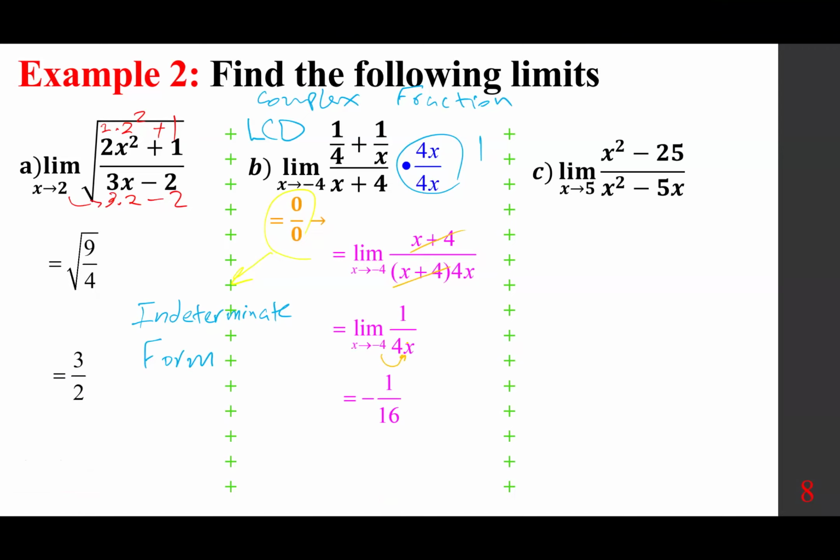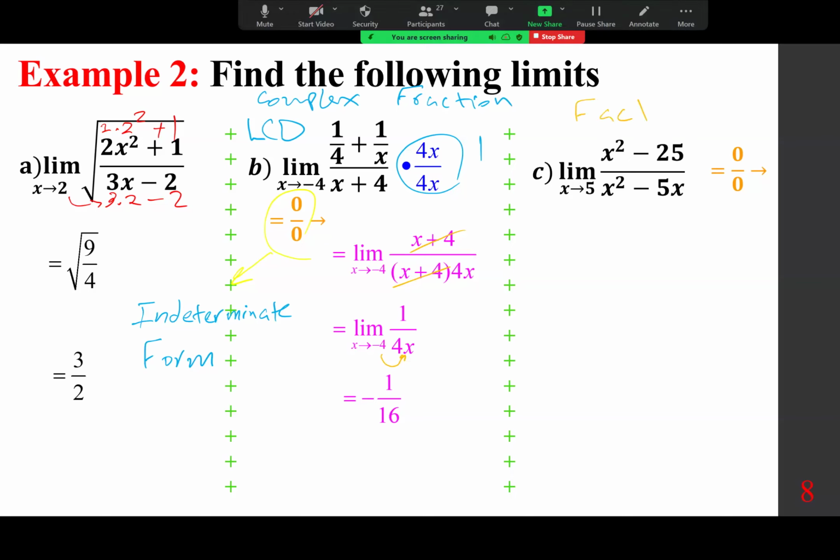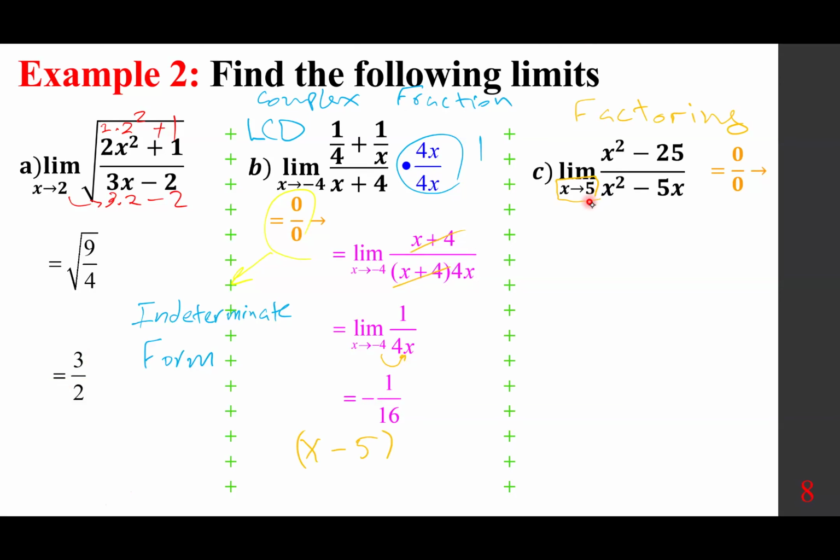Part C, the limit of x squared minus 25 over x squared minus 5x as x approaches 5. If you plug in, you get the same thing, 0 over 0, indeterminate form. You're dealing with a rational expression. The technique is factoring. And remember, x is approaching 5. We should have a factor of x minus 5. If it's approaching 10, we should have a factor of x minus 10. If it's approaching negative 8, we should have a factor of x plus 8.